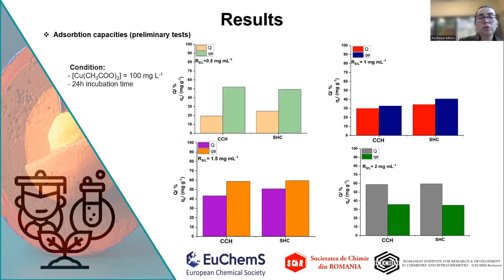The next step was to obtain some preliminary tests for the absorption capacity. I prepared samples with the beads based on chitosan obtained from shrimp shell and the beads based on chitosan obtained from commercial chitin, and I varied the solid liquid ratio. In both cases, we have the best solid liquid ratio at 1.5 milligram per milliliter, with a capacity of absorption of more than 60%. The absorption capacity is higher for chitosan obtained from shrimp shell compared with the chitosan obtained from the commercial chitin.